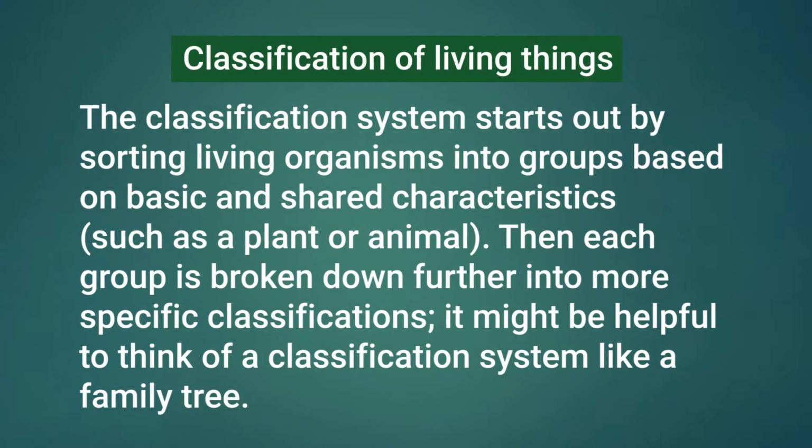Classification of living things. The classification system starts out sorting living organisms into groups based on basic shape and characteristics, such as plants or animals. Then each group is broken down further into more specific classifications. It might be helpful to think of the classification system like a family tree.